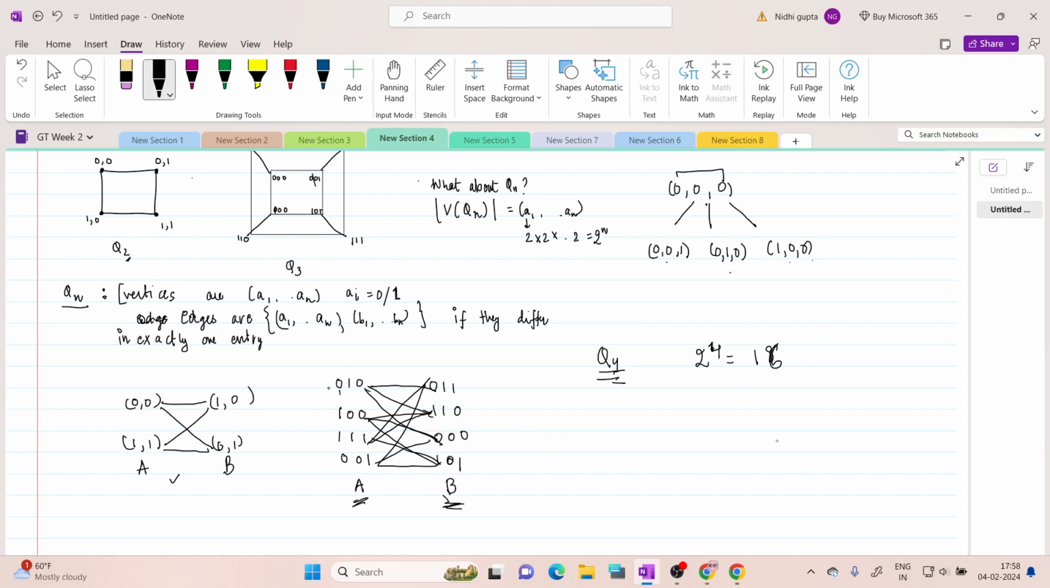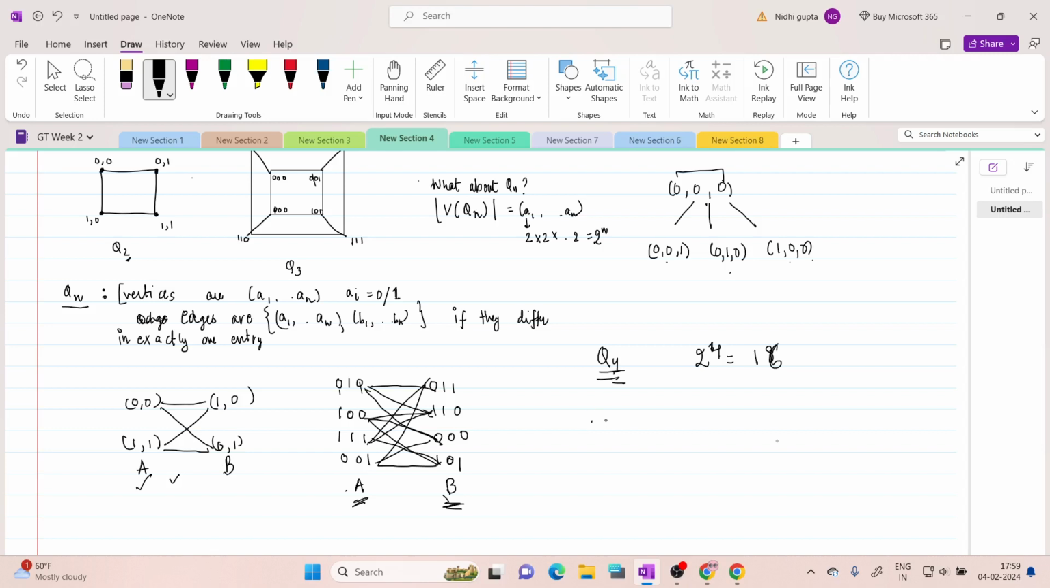In all this we see that partition A has an even number of zeros and partition B has an odd number of zeros. So basically here in this also, even number of zeros are in partition A and odd number of zeros are in partition B.